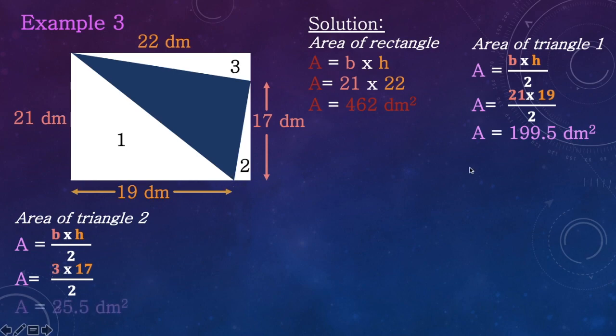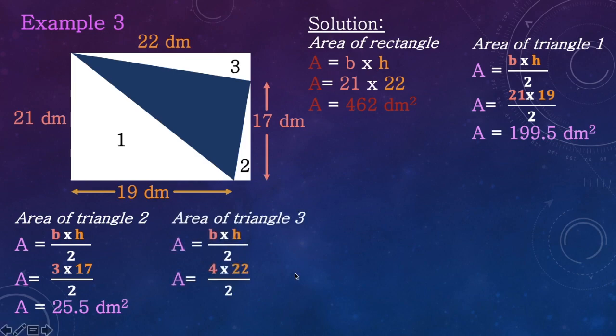So let's actually do the calculation. We get 25.5 decimeters squared. And we're going to do the same thing with triangle 3 now. Again, equation, plug in your numbers. The way I got 4 decimeters for my base is, well, 22 is pretty obvious for my height, if I was looking at it sideways here. So that's very obvious, that's my height.